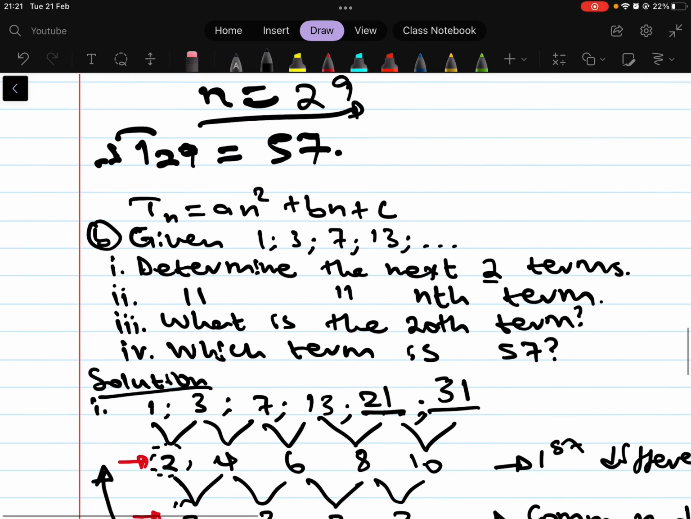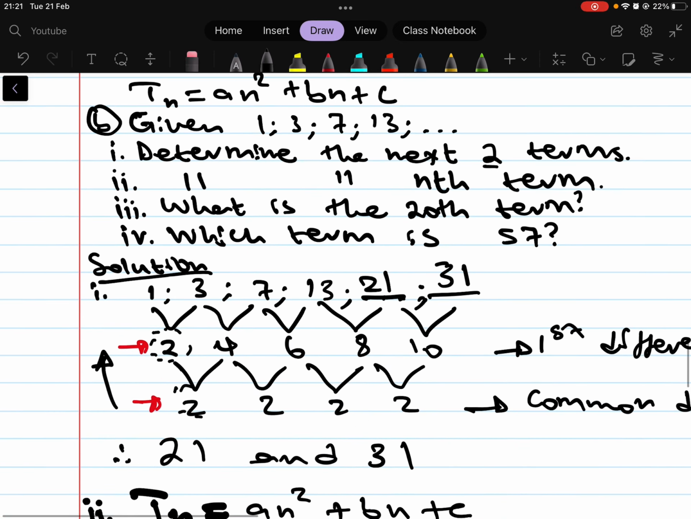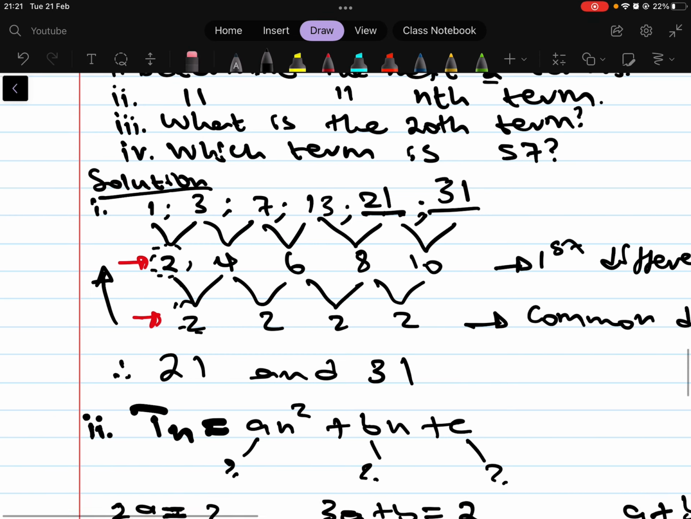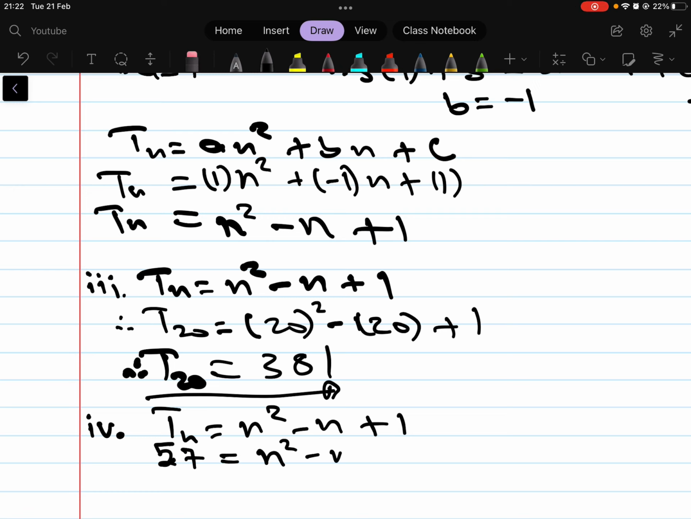What is the last part of the question? They're asking us which term is 57. Which term of the number pattern has a value of 57? It's a similar question to what we were asked in the question we were doing for linear number patterns. So we solve it in a very similar way. So we know the general term. Let me write it properly. Tn equals n squared minus n plus 1. That is our general equation. Though we know that the value is already 57. So if it's 57, what is its position?